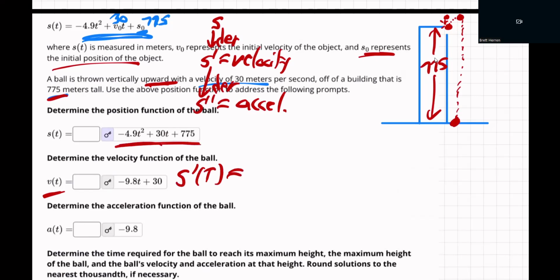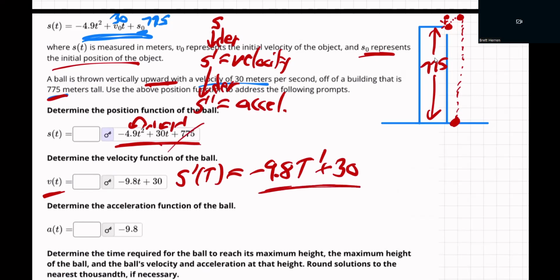Take this function, take the derivative. The 2 comes down, minus 9.8 t to the 1, subtract 1 from the power. And then the t to the 1 power comes down. 1 times 30 is just 30. Subtract 1 from the power, so that's 0, that's gone. The 775 doesn't have a t, so its derivative is just 0, it's gone. So there's the velocity equation, and they got that.